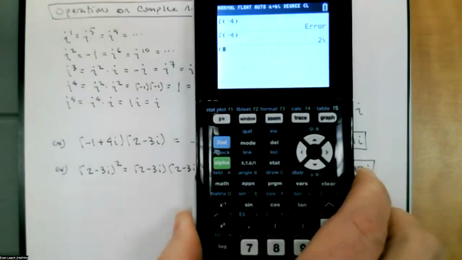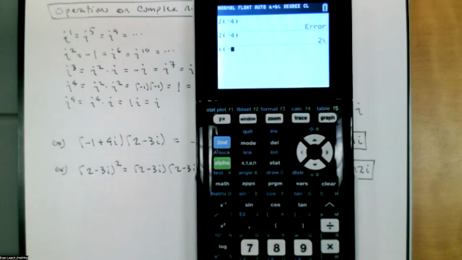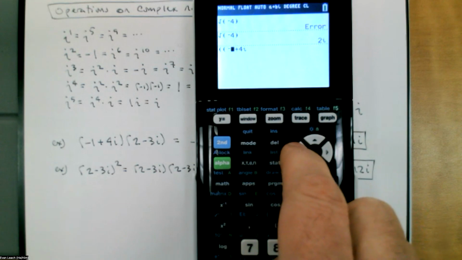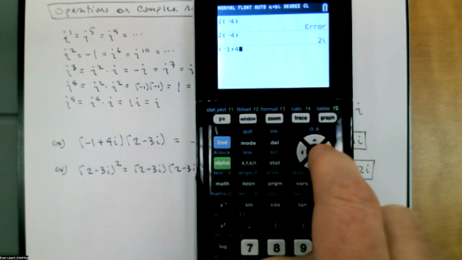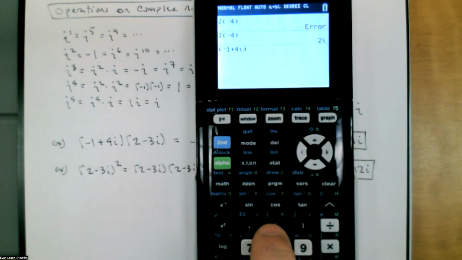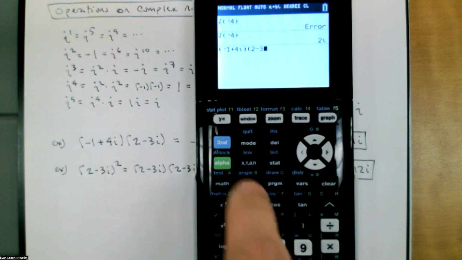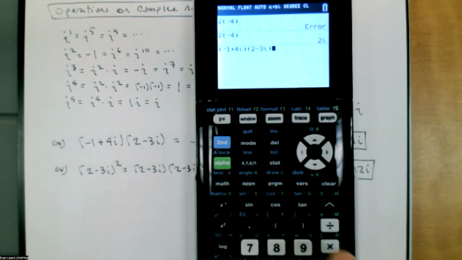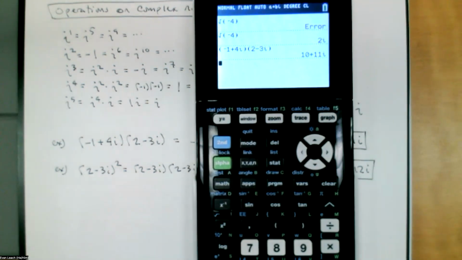So -1 plus 4i, I'll put in parentheses, -1 plus 4 second decimal point, extra parentheses, times 2 minus 3 second decimal point, close parentheses, 10 plus 11i. I've told the calculator, hey, we're going to do some stuff with complex numbers, and we're going to do it in rectangular form, A plus BI. So now my calculator's in full. Cool, I can do that.